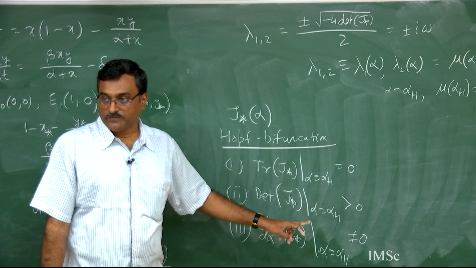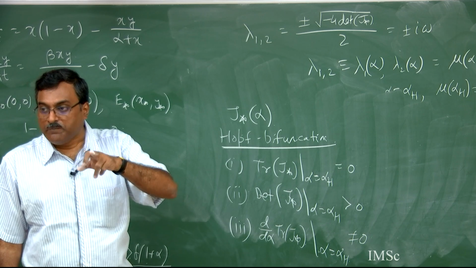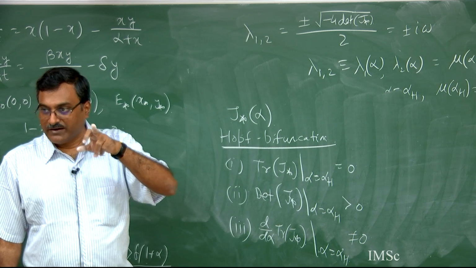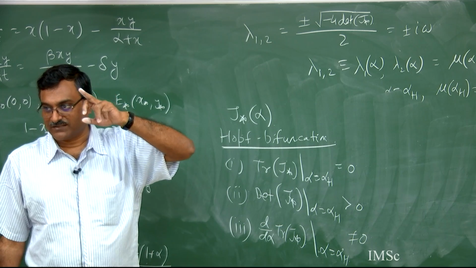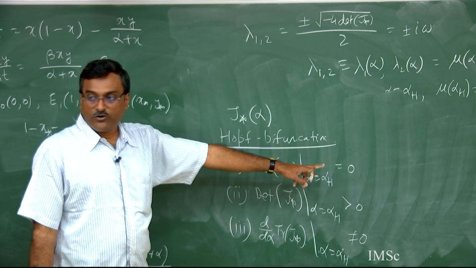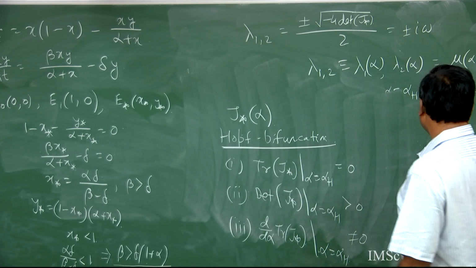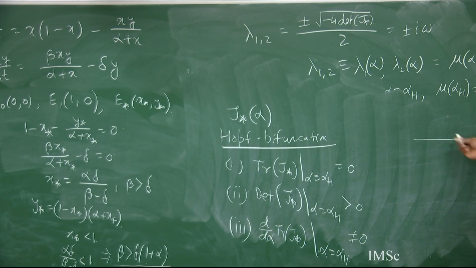It ensures that the real part of the eigenvalue is not only passing through the value 0, rather it crosses the axis. Because if we demand only that trace of J star equal 0 at alpha equal to alpha h, it may happen that your real part is something like this. So before alpha equal to alpha h it is positive, after alpha equal to alpha h it is positive, or it may be some format like this.